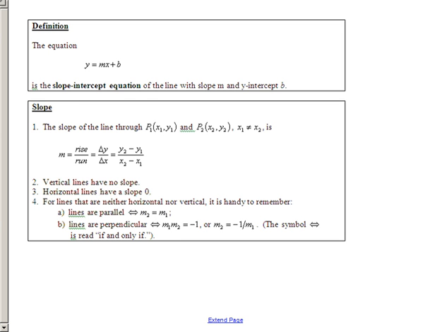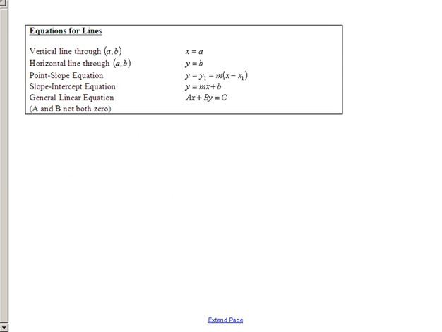For lines that are neither horizontal nor vertical, it's handy to remember the following. Lines are parallel if and only if the slopes are equal. So if we have two lines that are parallel, their slopes must be the same. Lines are perpendicular if and only if the product of their slopes equals -1. Another way to say it is that slope 2 is the negative reciprocal of slope 1. And here I also tell you that the symbol given here is read as "if and only if."